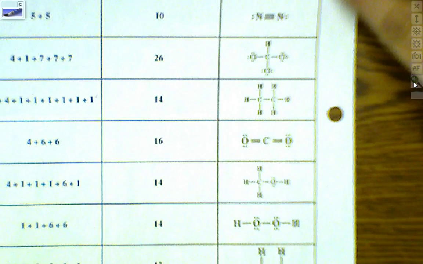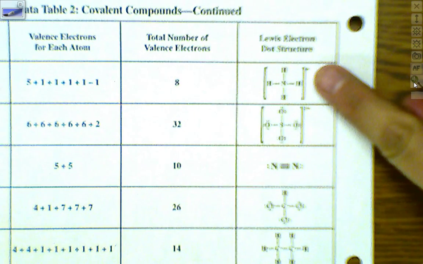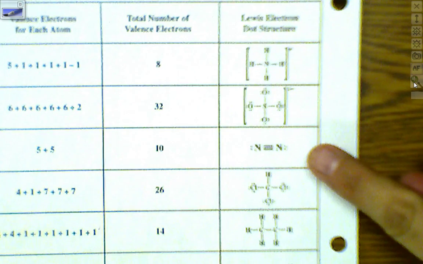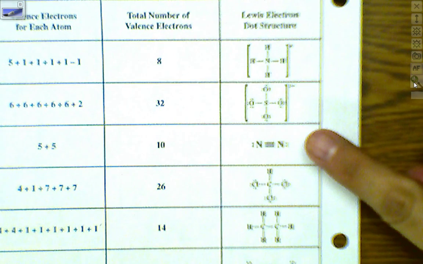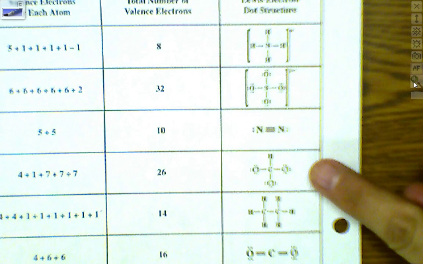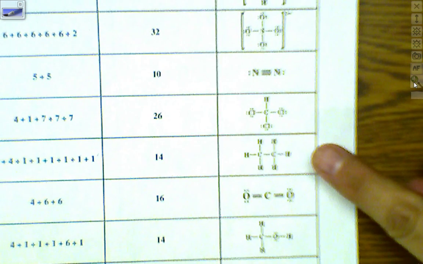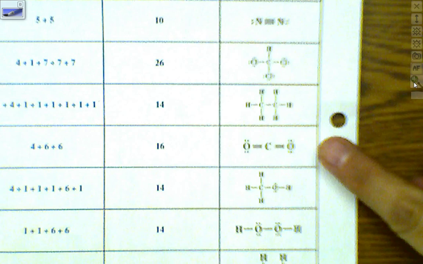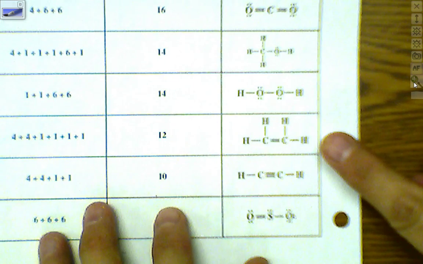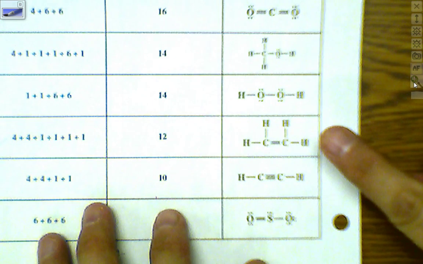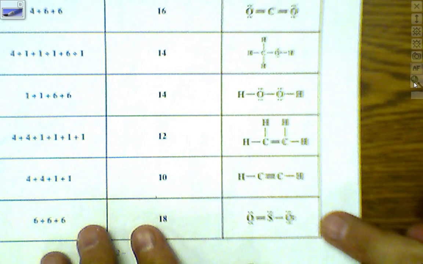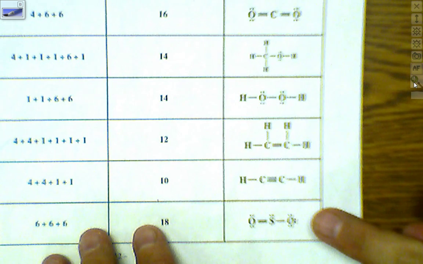Number 12 also has a charge. 13. 14 is nitrogen. It has a triple bond. 15. 16. 17 has 2 double bonds. 18, 19, 20 has a double bond. 21 has a triple bond. And 22 has a double and a single bond.